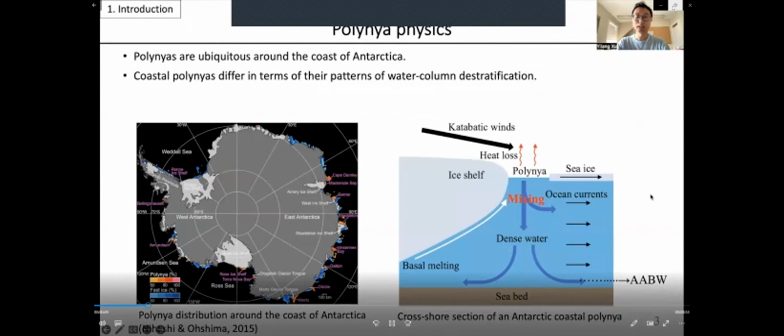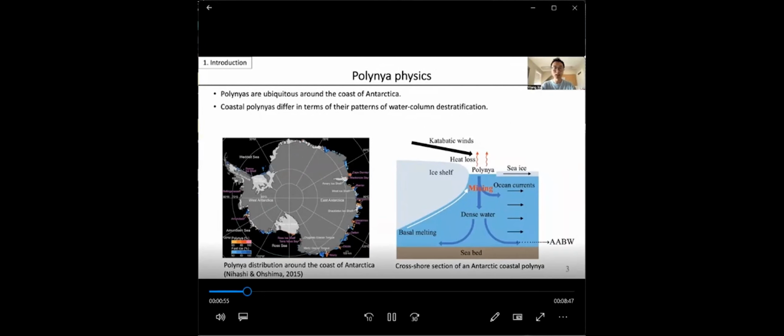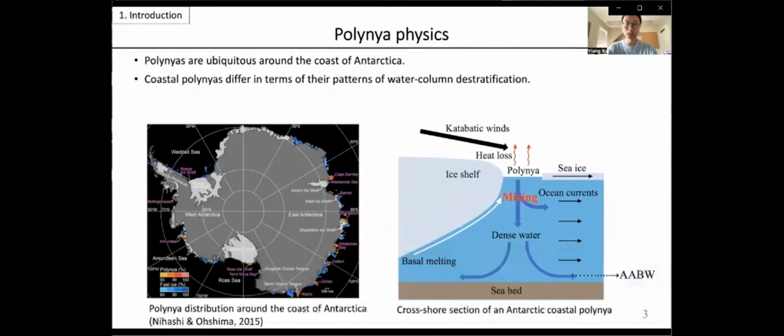With the diagram on the right, when strong katabatic winds blow offshore, the winds push the sea ice away, forming a coastal polynya. As a result, heat is lost from the ocean to the atmosphere, and sea ice is formed. The dense water sinks and causes strong vertical mixing.